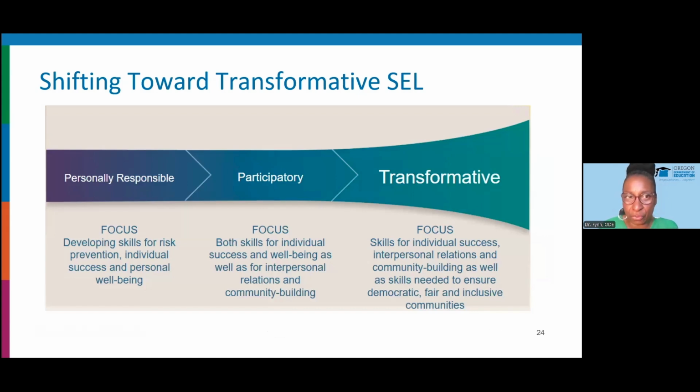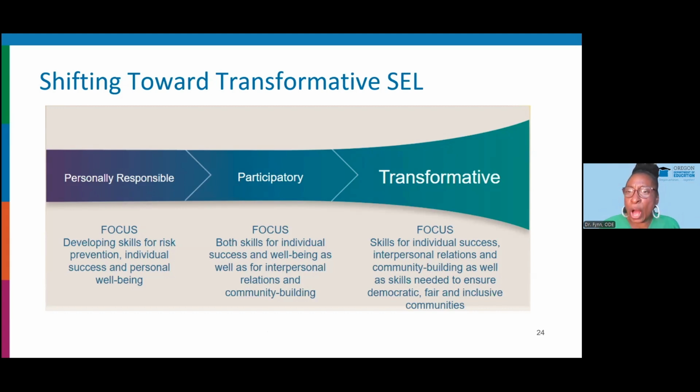This is super exciting for me as I think about shifting toward transformative social emotional learning. For so long, we've heard social emotional learning, SEL, and now we have this transformative space, this dynamic that's been added into our framework. So, as we think about social emotional learning and the continuum, we're really thinking about being personally responsible, focusing on my skills, my risk prevention, my individual success, tending to personal well being, who I am in identity. And then we evolve. Who am I as a participant, part of a community of individuals who are learning, who are thinking, who are reflecting? Both skills and individual success for well being, as that connects with interpersonal relationships and community building.